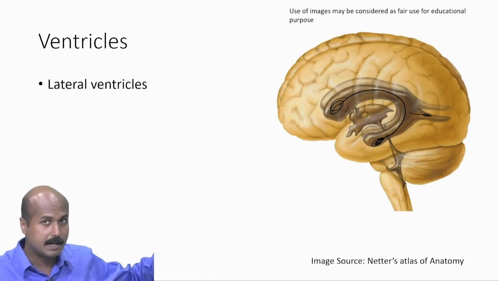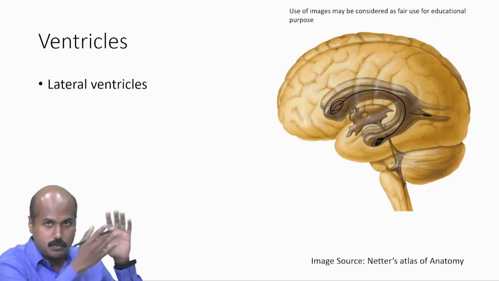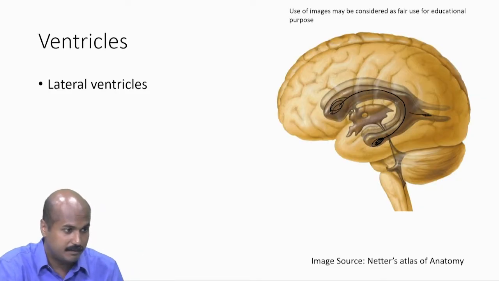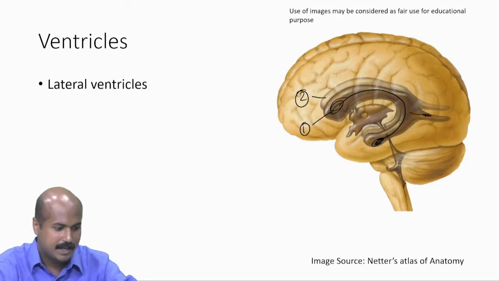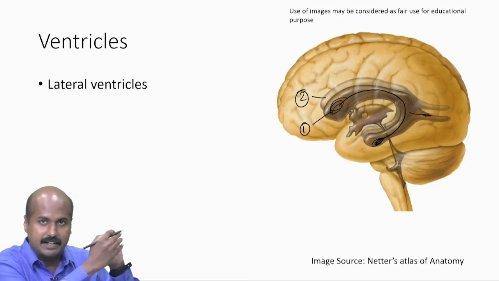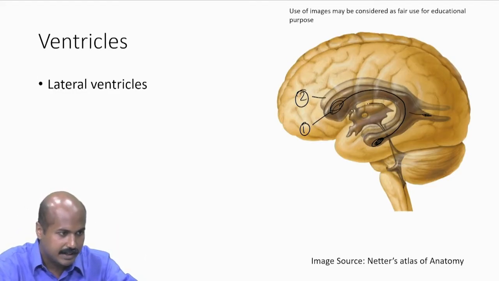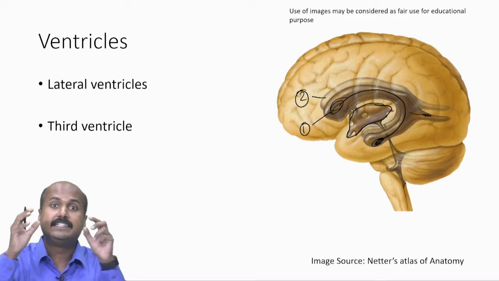Two C-shaped lateral ventricles, and they are the largest ones, located within the cerebral hemispheres. Now, between and below these two lateral ventricles, I forgot to mention, this is one lateral ventricle and this is the other lateral ventricle shown in that image. Between and below these lateral ventricles, you can see another ventricle, called the third ventricle. The third ventricle is a single ventricle, and it is present in the diencephalon.